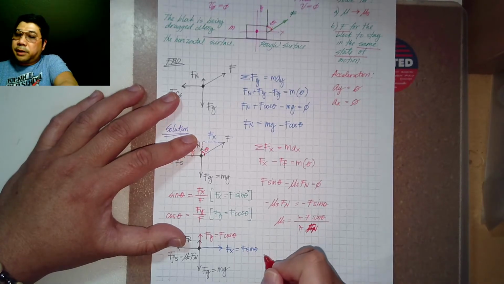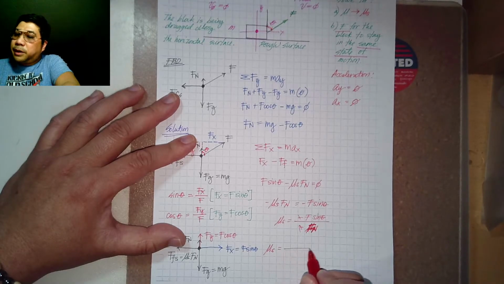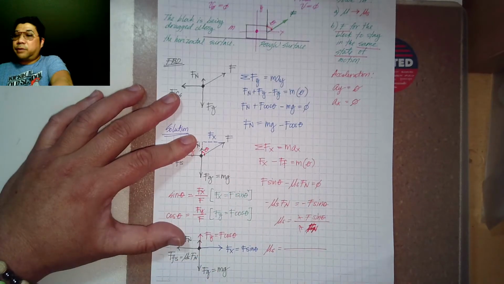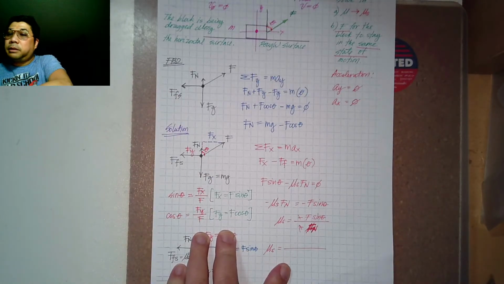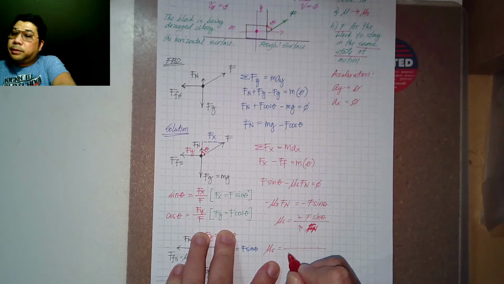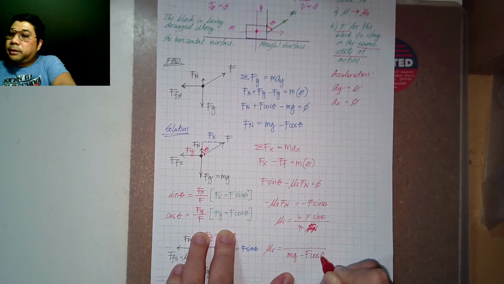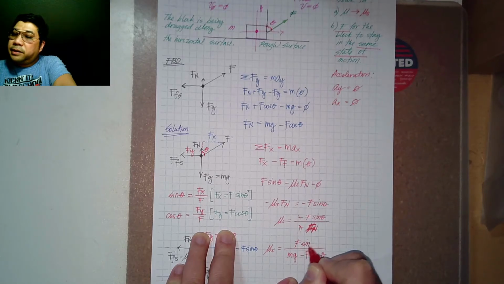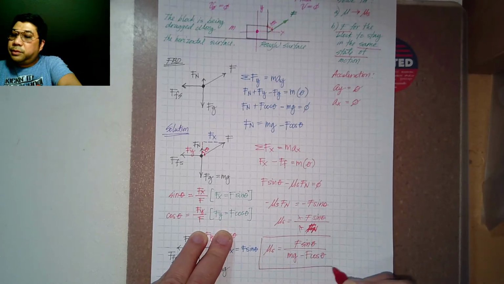So the coefficient of static friction is simply equivalent to F sine theta divided by the normal force. And what is your normal force? That is mg minus F cosine theta. So mu s equals F sine theta over mg minus F cosine theta. So this will be our answer to letter A.